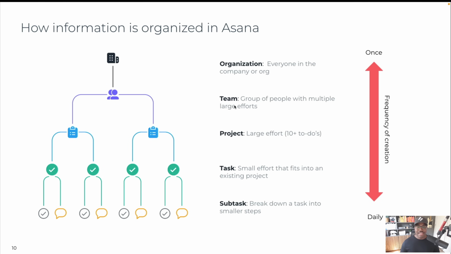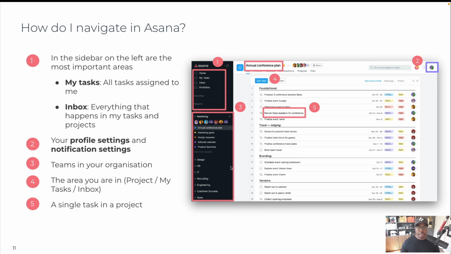So as needed, you would create teams. And again, teams are groups of people that are all working towards a similar end goal. And then your projects, these are large efforts. So if you have anything that's more than 10 things on a to-do list, you would create a project for it and include those people. And then tasks are those smaller steps needed to complete the project. And then subtasks help you to break down your parent tasks into even smaller and actionable steps.